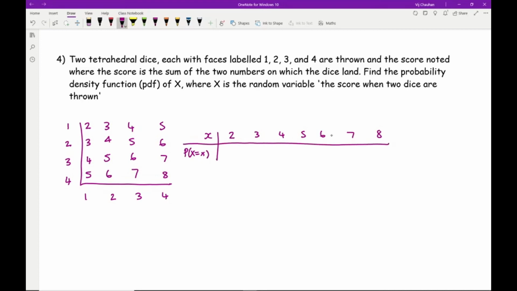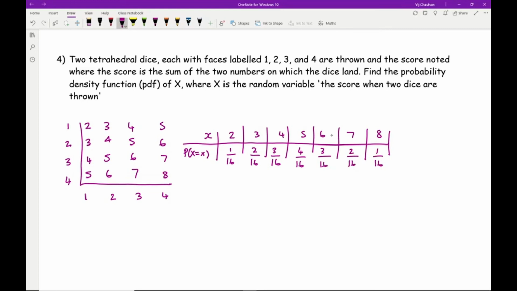So looking at the sample space diagram, what I'm now going to do is look at what the probabilities are for these respective x values. So this here is going to be 1 over 16, because I've got 16 possible outcomes. 3 is going to be 2 over 16. 4 is 3 over 16. 5, which is the most common one, is 4 over 16. 6 is 3 over 16. 7 is 2 over 16. And 8 is 1 over 16.